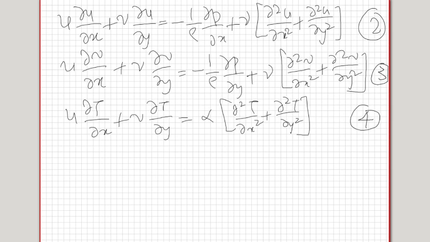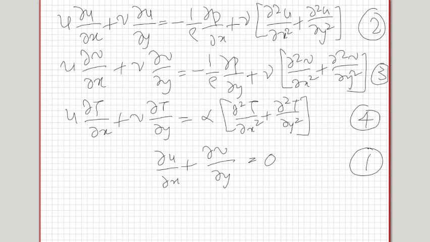Okay, the equation 1 is not visible here, so let us write that also: ∂U/∂x plus ∂V/∂y equal to 0. This is equation 1. So these are the 4 equations which will be applicable to two-dimensional, steady state, incompressible, constant property flow. Okay, so this is the set of equations that we have.